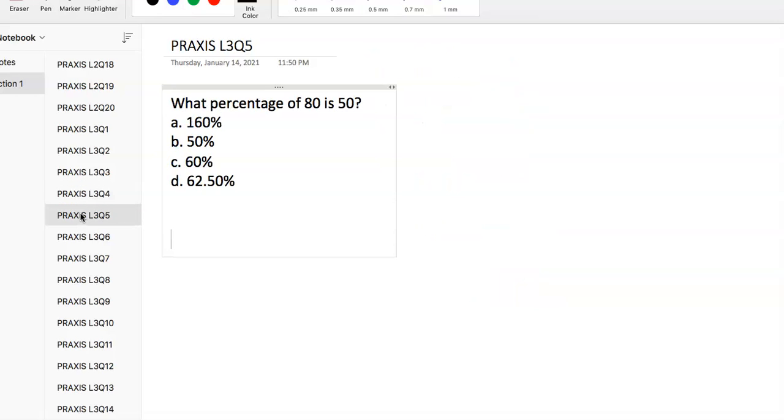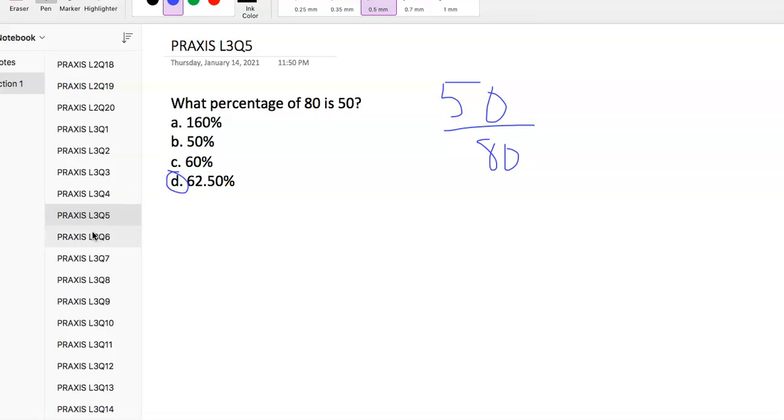Okay, what percentage of 80 is 50? Sometimes it's just getting used to this wording. You'll see this type of wording in a question. It's just familiarizing yourself with what it is that they're actually asking you. What percentage of 80, so 80 is the denominator, is 50. 50 is the numerator. Once you know how to read it and write it down like that, the rest is pretty simple. 50 divided by 80 is 0.625 or 62.5%.